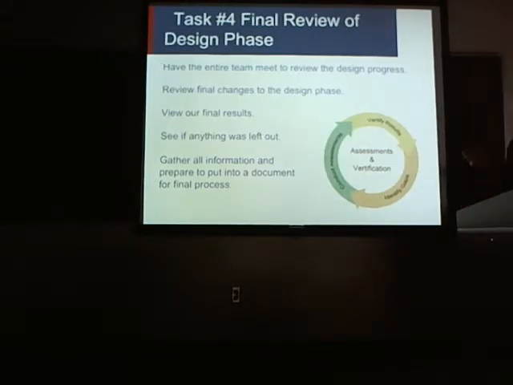Final review of the design phase. Is that really the end of design, or is it? End of pre-design. It's the end of pre-design. Yeah. Right. Review final changes to, I'm going to say, pre-design. See if anything is left out.